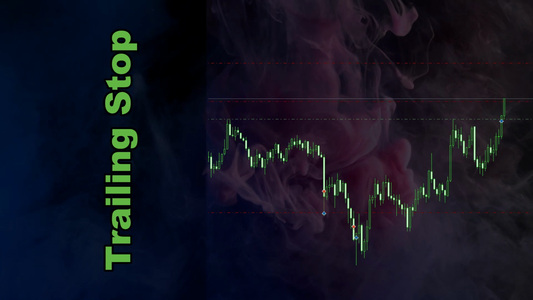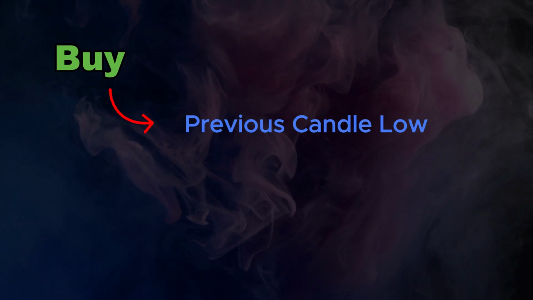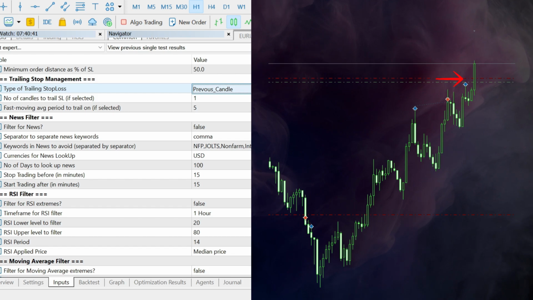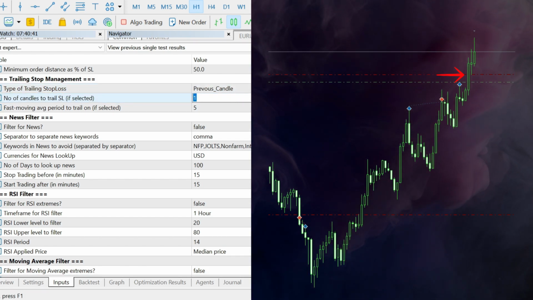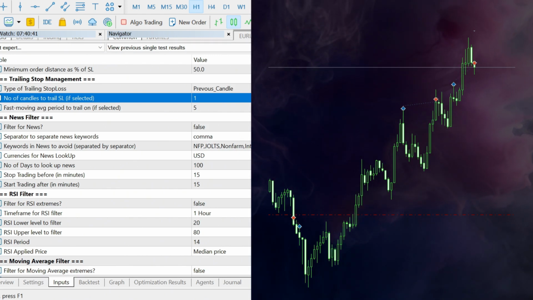But once the stop loss has moved to break even, then you can select the default trail type, which is the aggressive trail type. But now you also have the possibility to trail the stop loss on previous candle. In case of a buy, it will be trailed on the previous candle's low. And in case of a sell, it will be trailed on the previous candle's high. And then you have to define here how many candles you want to trail it by. So if you say 1, then it's going to be on the previous candle. If you say 2, it's going to be on the previous from previous, and so on and so forth.